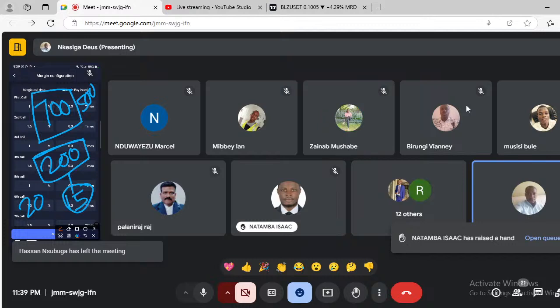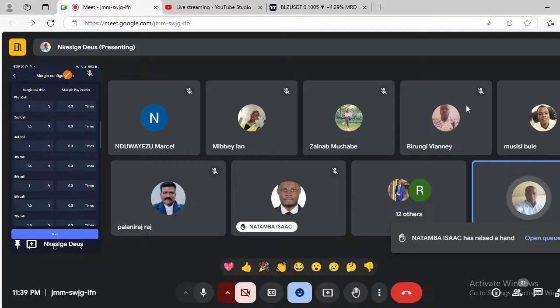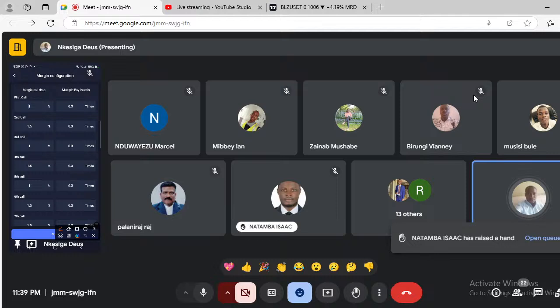The strategies are many, but it is a matter of understanding. Someone can decide and double here. Someone can double and double here and double here and double here, as long as you know what you are doing. Don't just copy and paste because they told you to put 0.1 here and you don't understand the reason why they are putting that one.